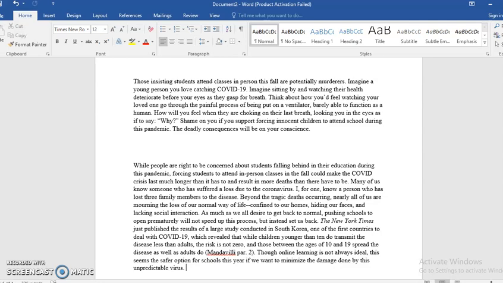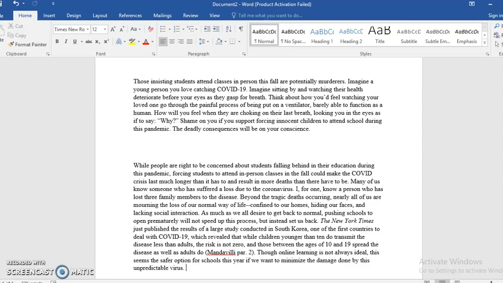Those insisting students attend classes in person this fall are potentially murderers. Imagine a young person you love catching COVID-19. Imagine sitting by and watching their health deteriorate before your eyes as they gasp for breath. Think about how you'd feel watching your loved one go through the painful process of being put on a ventilator, barely able to function as a human. How will you feel when they're choking on their last breath, looking you in the eyes as if to say, why? Shame on you if you support forcing innocent children to attend school during this pandemic. The deadly consequences will be on your conscience.